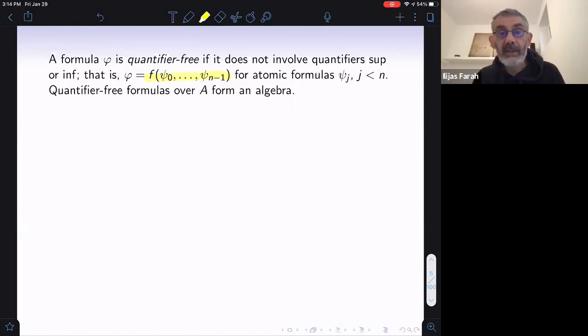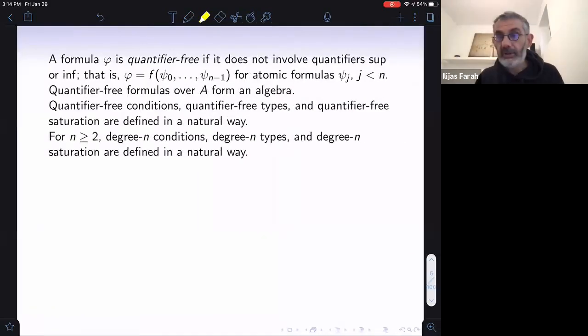Now, these formulas again form an algebra, right? All that matters is that they're closed under multiplication by scalars, multiplication between them, and addition between them. So it's again an algebra over R, a real algebra. And we can just repeat all the definitions that we had before for quantifier-free.